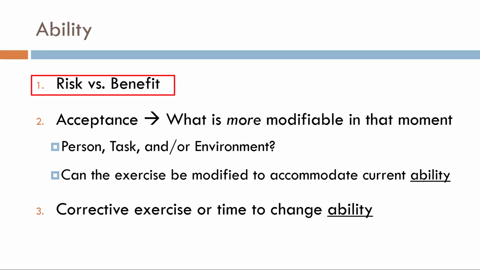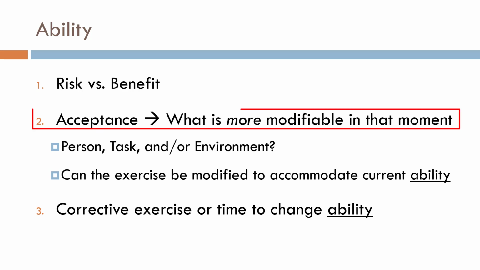Yes, there's no such thing as good or bad in the exercise field. It's just risk versus benefit. And like a behind the head neck press, if they have the resources to do it, it might be okay. But if they don't have the resources, does it really matter if I do it, or can I do some alternative? You have to kind of accept what's more modifiable in that moment. Is it the person, the task, or the environment? Can the exercise be modified to accommodate current ability? If so, then do it.